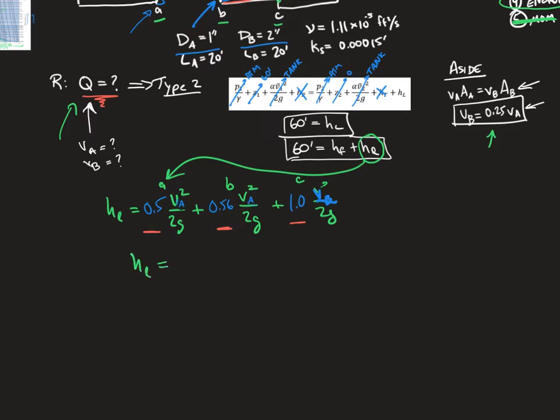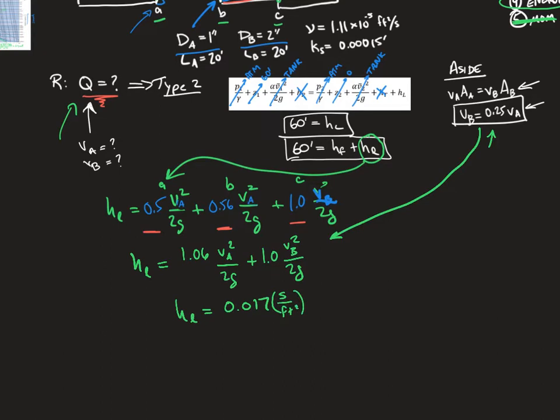So I'm going to do HL, and that's 1.06 times VA squared on 2G plus 1.0 times VB squared on 2G. And if I plug this in there and square it and do all that business, I'm going to get that HL equals 0.017. Now it's got units, seconds squared on feet, times VA squared.